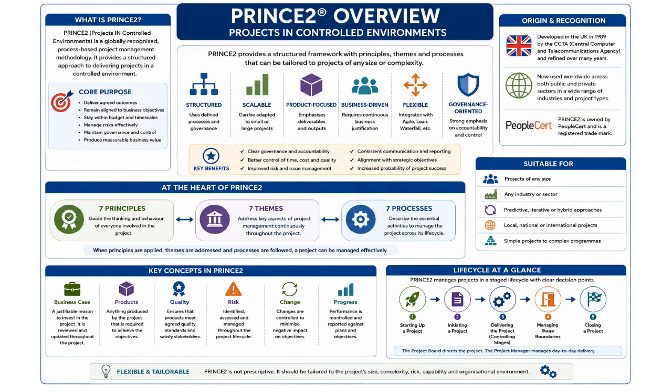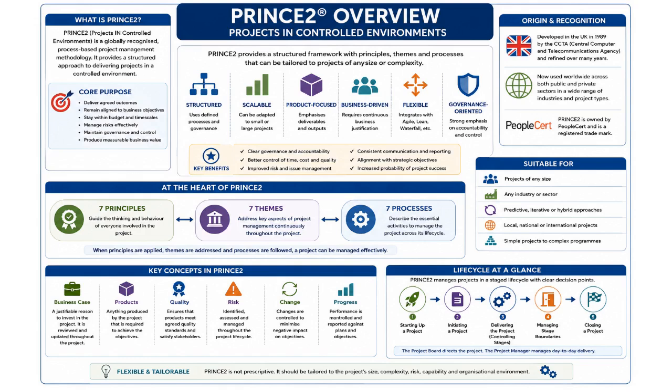The core purpose of PRINCE2 is not simply to complete projects, but to ensure projects deliver measurable business value, remain aligned with organizational objectives, stay within agreed tolerances, and manage risks effectively throughout the life cycle. At the center of the slide, we can see the major characteristics that define PRINCE2.